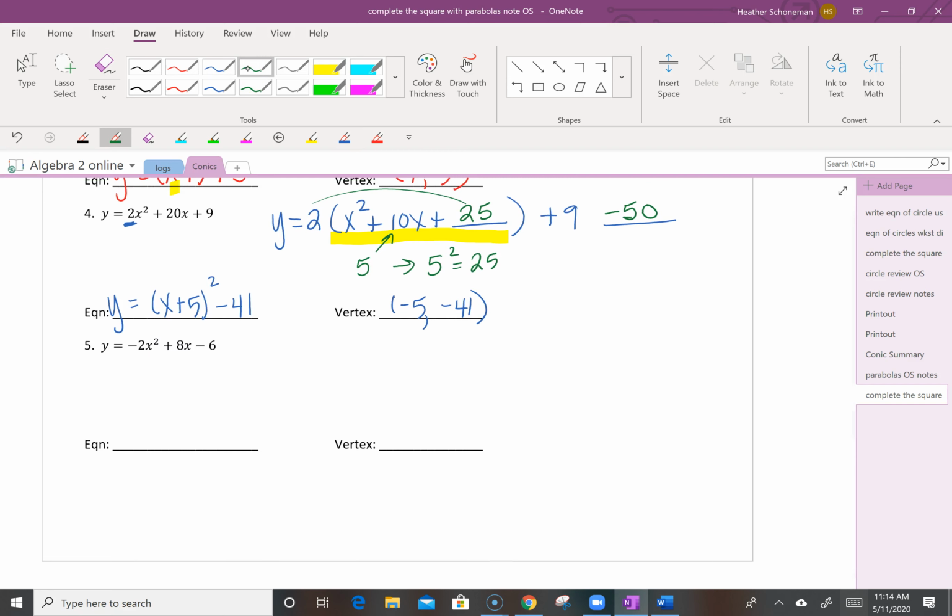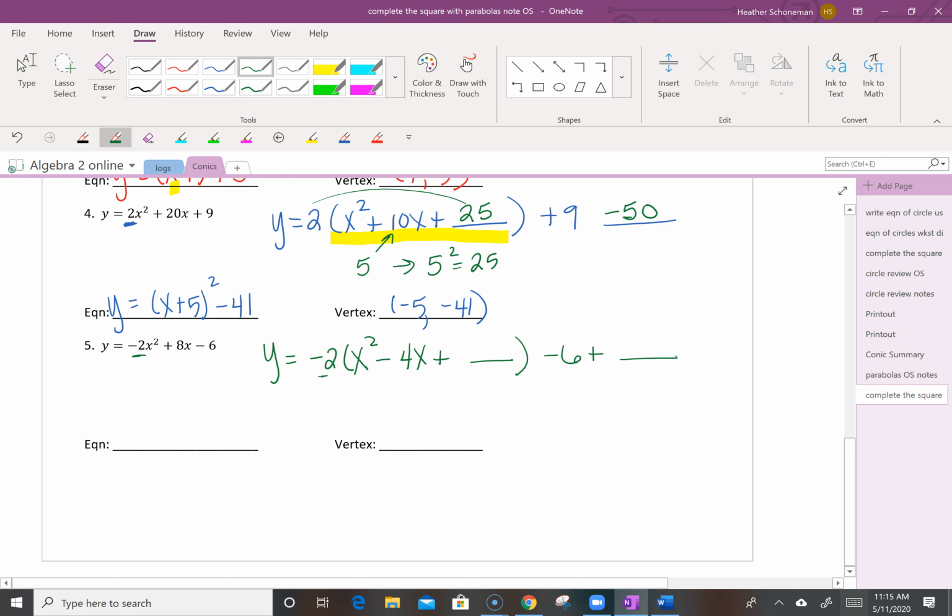One last one. The leading coefficient again is not that positive 1, so I'm going to have to factor out the 2. But I'm only going to factor out the 2 of the first two terms. But it's actually not just a 2, it's a negative 2. So when I take out the negative 2, I'm going to be left with positive x squared, but positive 8x divided by this negative 2 is going to give me negative 4x plus blank. Then I have the minus 6 plus blank.